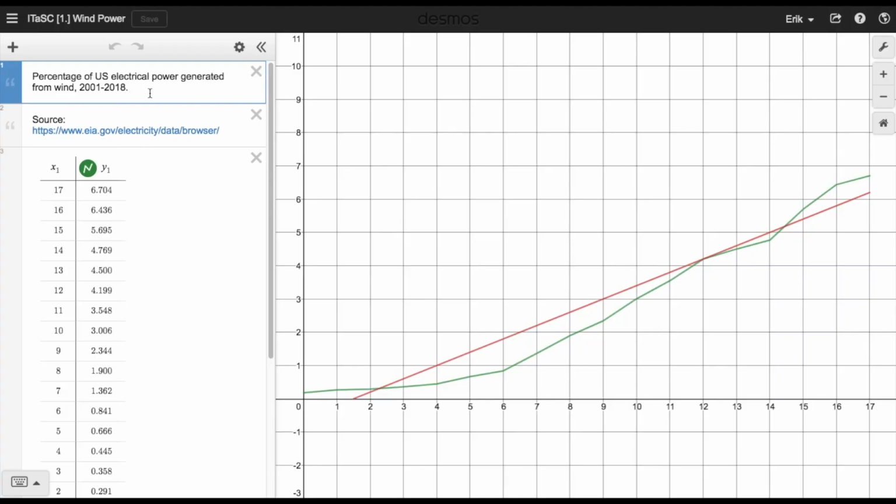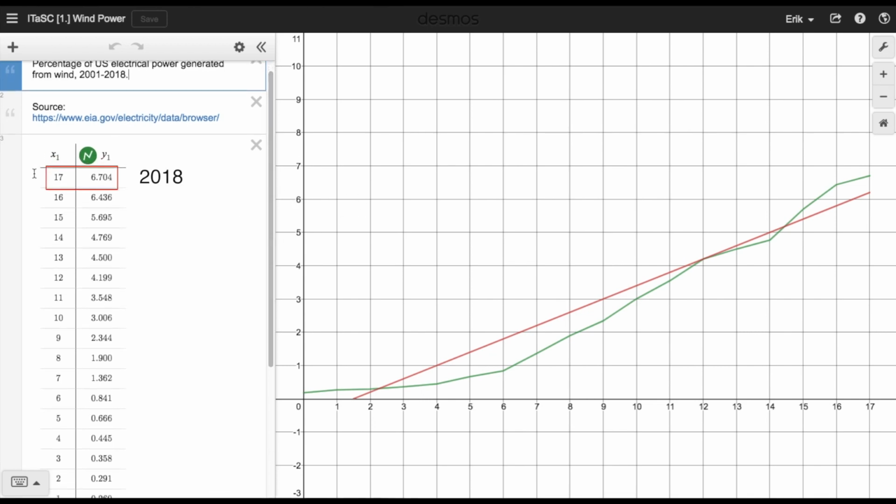Now let's look at an application for intervals. What you're seeing on the screen here is the percentage of U.S. electrical power generated from wind sources, and this covers the years 2001 to 2018. Now, we do have the specific data available. You can see starting with year 17, which is 2018, at 6.704%. That's the value on the far right of the graph.